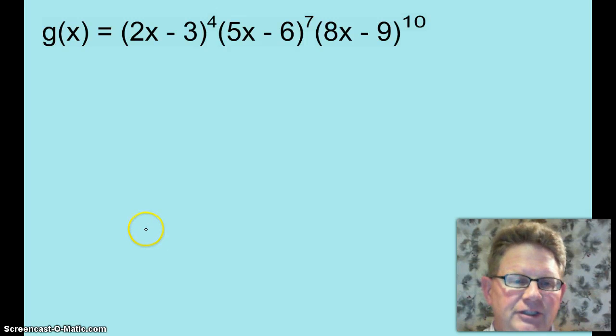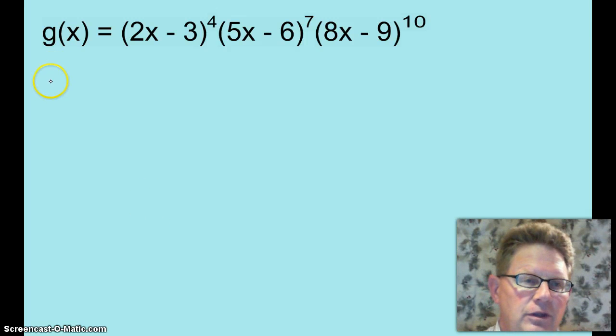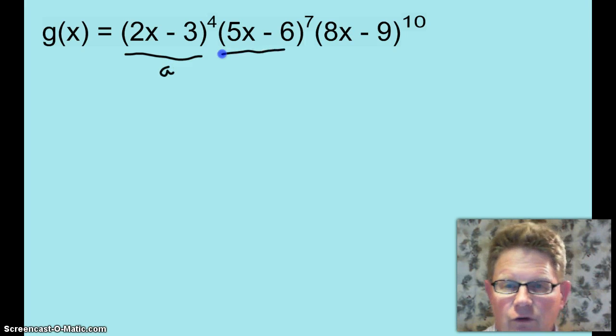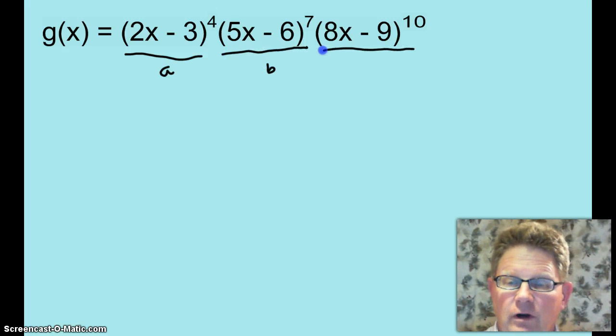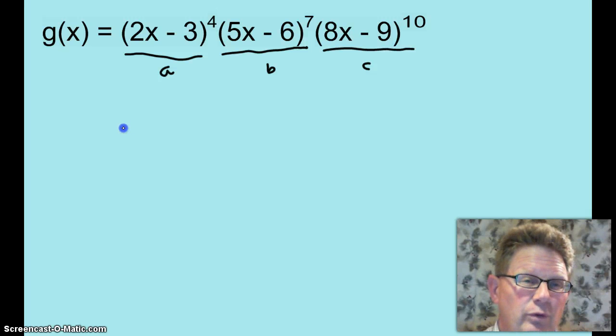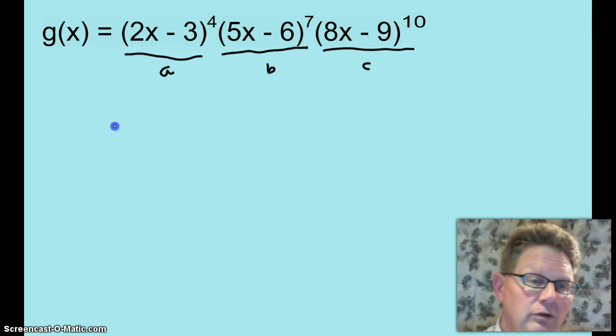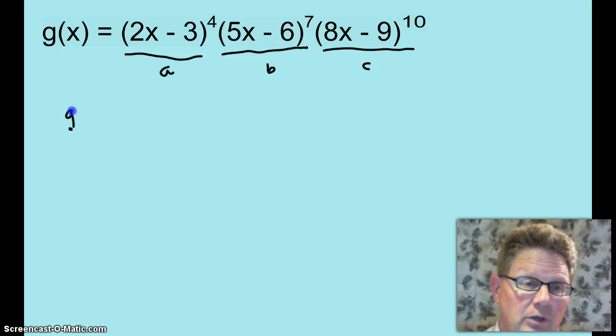Okay, imagine that you had to take the derivative of g of x. Here's our first function, we'll call it a. That's our first function of x. Here's our second function of x, b. And then here's our third function of x, we'll call it c. In order for us to take the derivative of this, we would need to use the product rule and the chain rule and all kinds of crazy things. G prime of x.